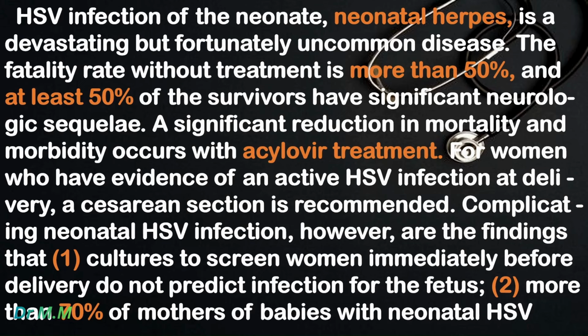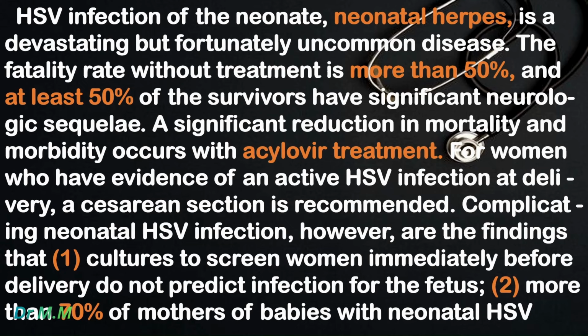HSV infection of the neonate, or neonatal herpes, is a devastating but fortunately uncommon disease. The fatality rate without treatment is more than 50%, and at least 50% of the survivors have significant neurologic sequelae. A significant reduction in mortality and morbidity occurs with acyclovir treatment. For women who have evidence of an active HSV infection at delivery, a cesarean section is recommended.